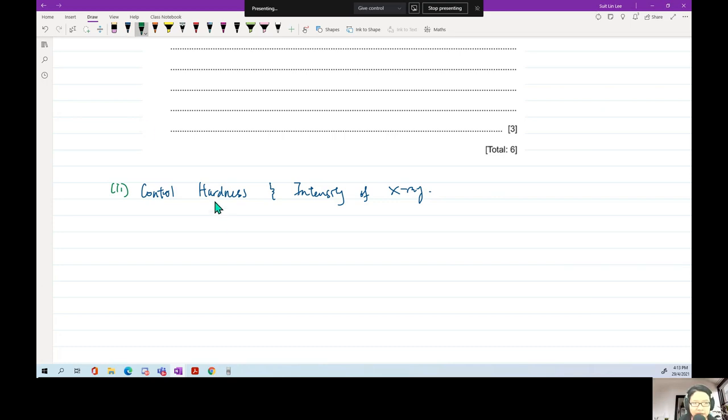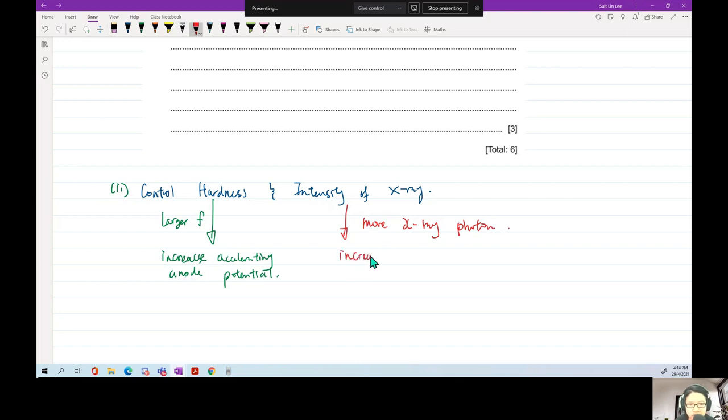So if we control hardness, we want harder X-ray. This means larger frequency. To have larger frequency, I need to bombard the target metal at higher speed. So we will increase the accelerating potential. The electrons will hit the metal target at faster speed. We want to make harder X-ray. For intensity, we want more X-ray photons. To have more X-ray photons, we will increase the anode filament current so that the filament gets hotter, creating more electrons. For intensity, we want more electrons. For harder, we want faster electrons. Harder and faster. Okay, so that's how to adjust these two.